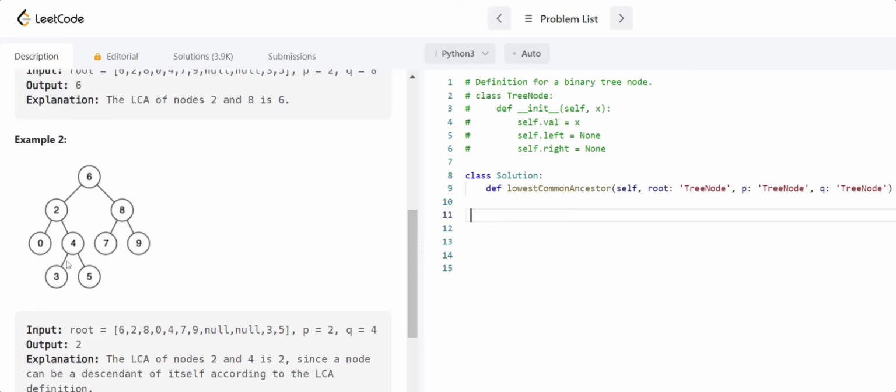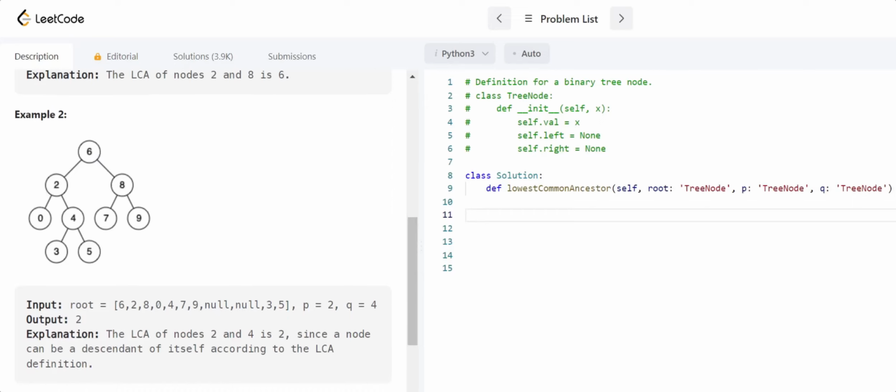Now, if we had 3 and 7, the first common node they both would have is 6. If it would have been 7 and 9, it would have been 8. If it would have been 8 and 9, it would have been 8 again. If it would have been 0 and 8, it would have been 6. If it would have been 0 and 4, it would have been 2, and so on. So this is what the question is, guys.